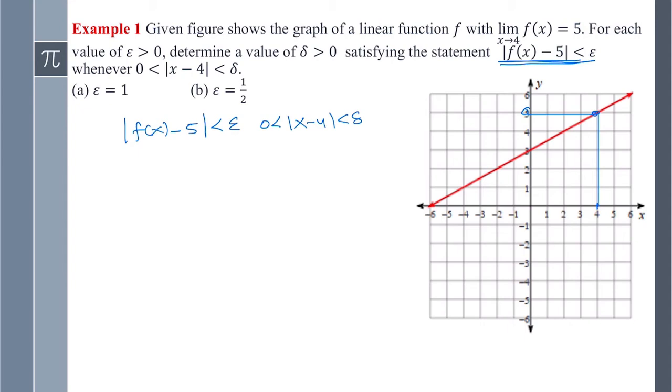It's not 0. That means x cannot be equal to 4. It's a limiting value, so we are approaching 4. Now, if epsilon is 1, then we are asked to find what is the corresponding delta.